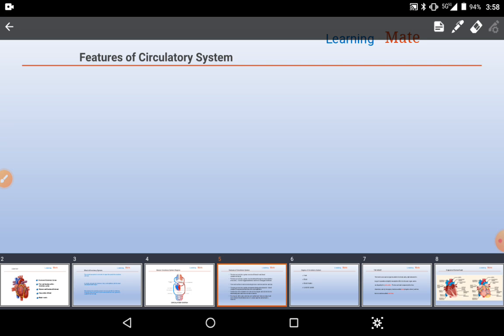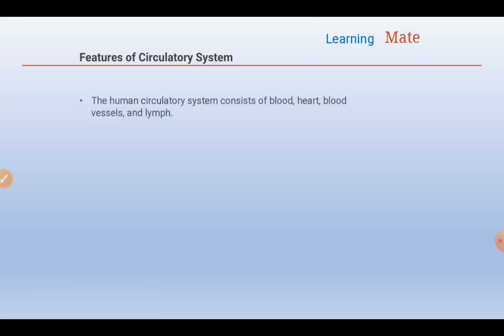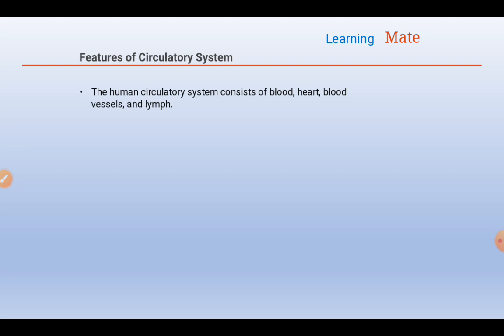Alright, now what are the features of the circulatory system? The human circulatory system consists of blood, heart, blood vessels, and lymph. Now this is one characteristic of the circulatory system that you can identify with it, that it consists of blood, heart, blood vessels, and lymph. These are basically the components of the circulatory system.